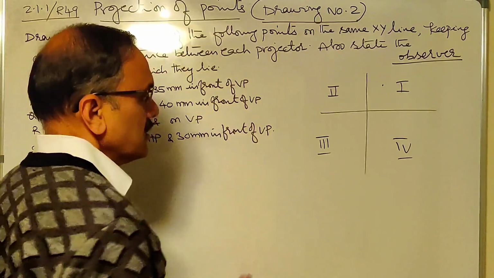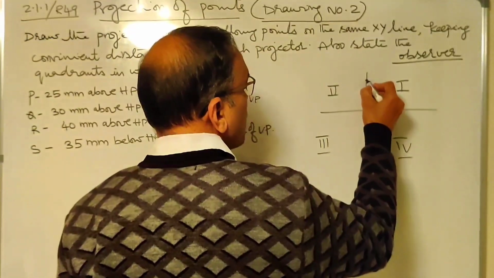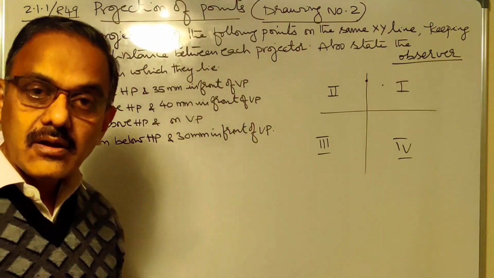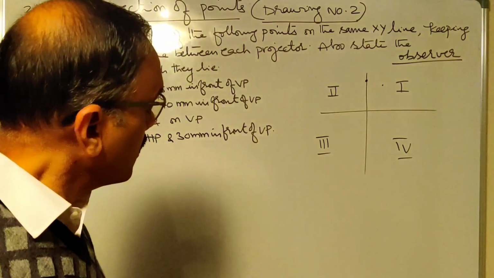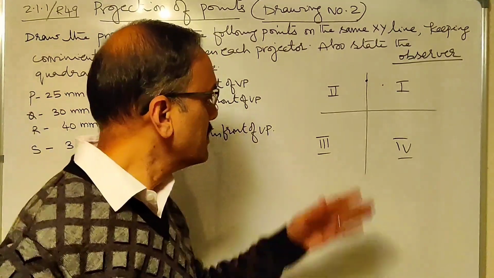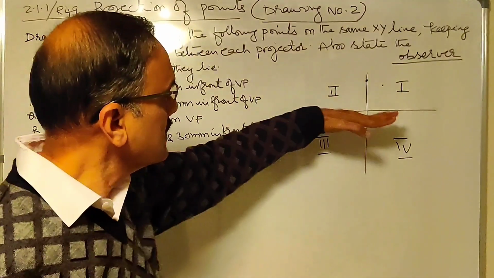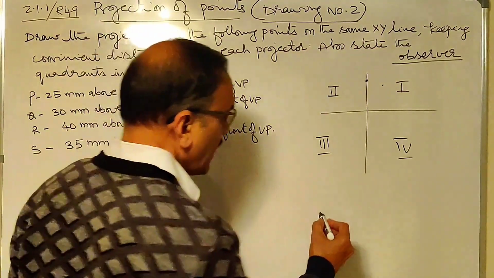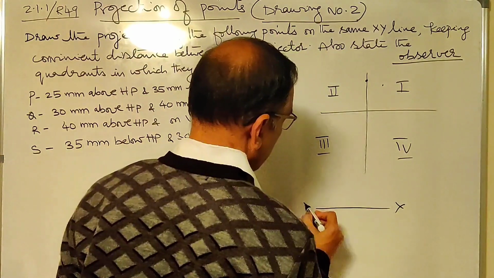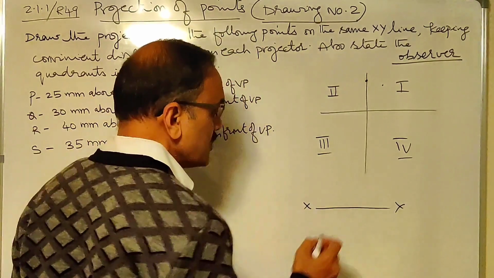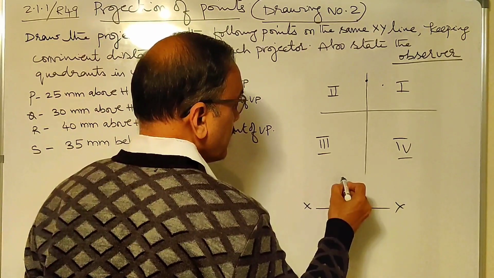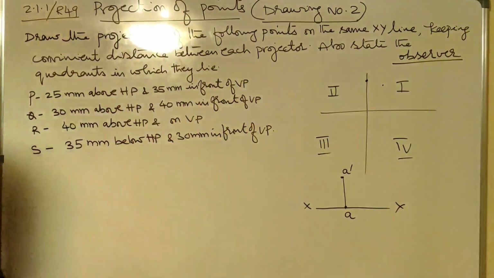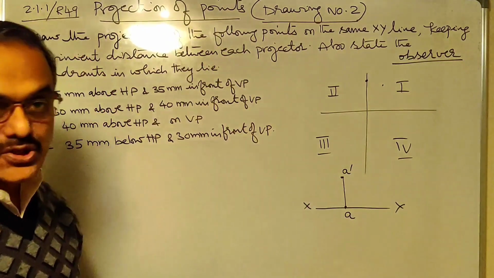Now suppose you have a point on VP here, what is its position, in which quadrant do you consider it? What is the position of the point? The point is above HP and on VP. Suppose this is the XY line, on VP and above HP, how do you represent it? If it is point A, you have a dash and A. This is how you represent a point on VP and above HP.